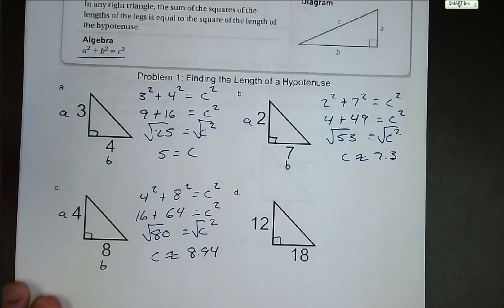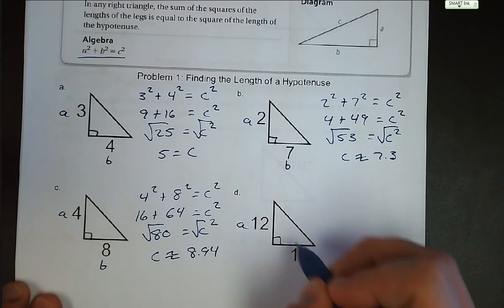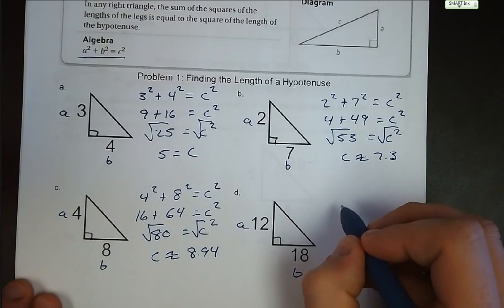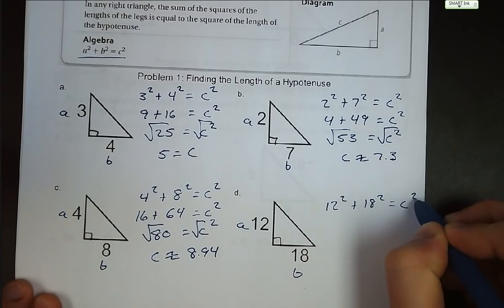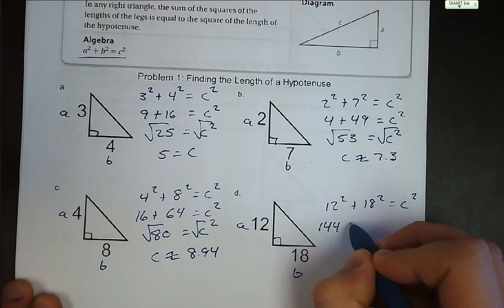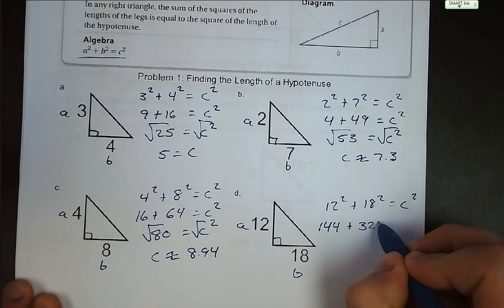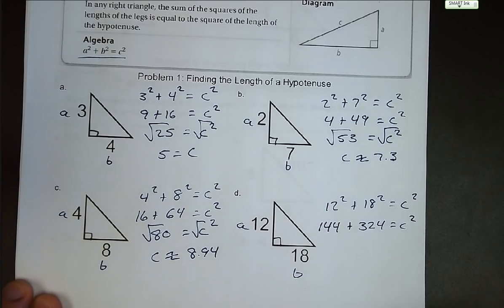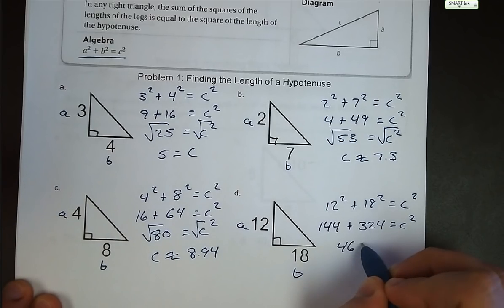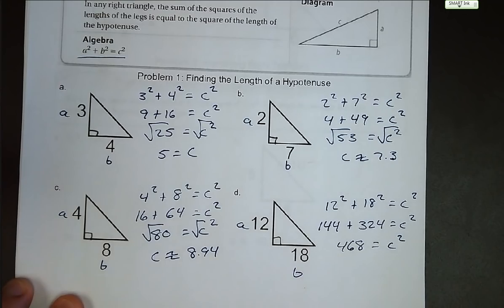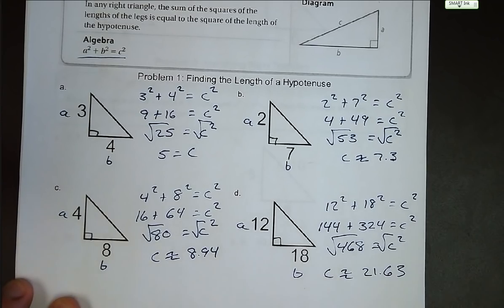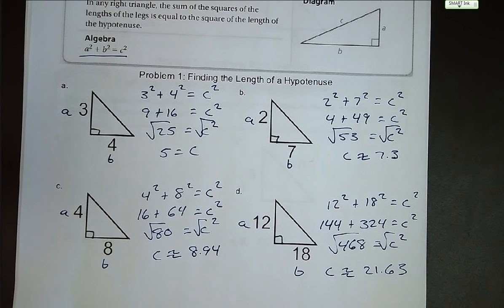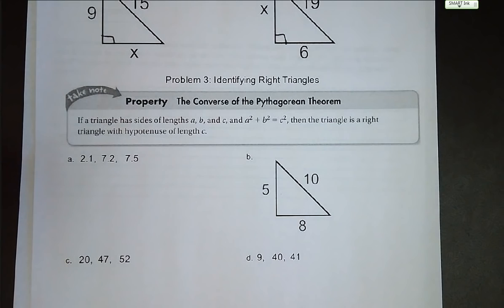Okay. Next up, letter D, we have A is 12, B is 18. 12 squared plus 18 squared is equal to c squared. So we have 144 plus 324 is equal to c squared. When you combine those like terms, you get 468 is equal to c squared. And then you take the square root of both sides, and you get that c is approximately 21.63.